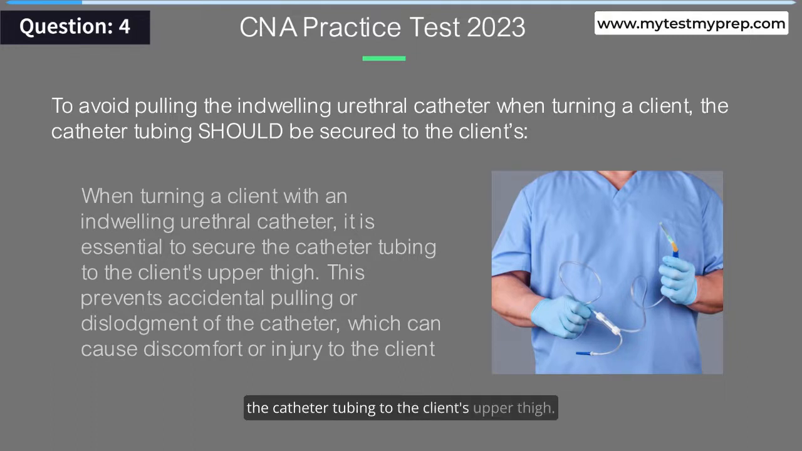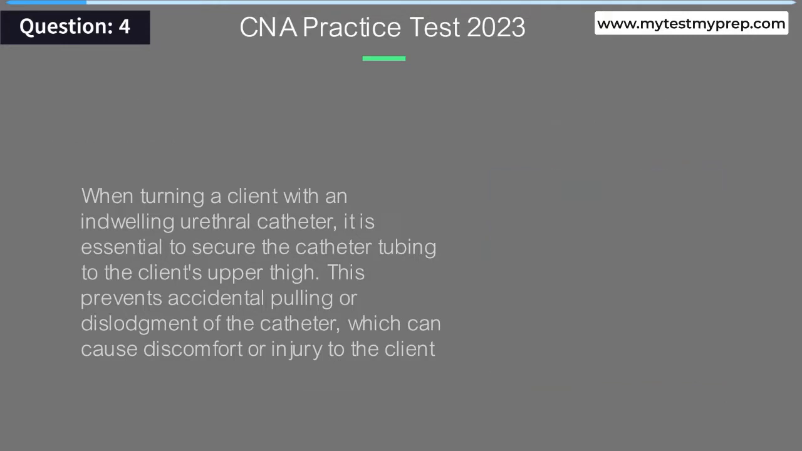When turning a client with an indwelling urethral catheter, it is essential to secure the catheter tubing to the client's upper thigh. This prevents accidental pulling or dislodgement of the catheter, which can cause discomfort or injury to the client.